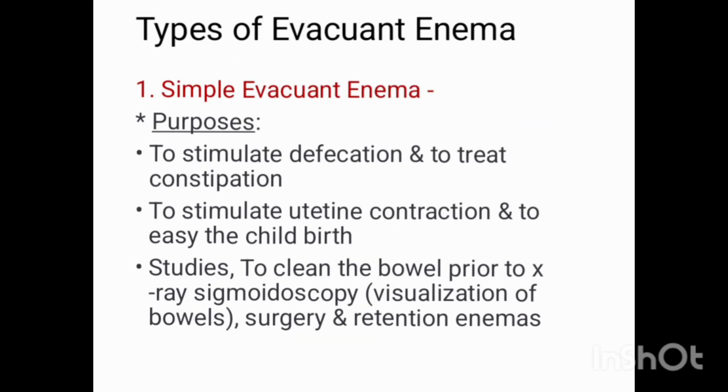Types of evacuant enema. 1. Simple evacuant enema. Purposes: to stimulate defecation and to treat constipation, to stimulate uterine contraction and to ease childbirth, and to clean the bowel prior to X-ray, sigmoidoscopy, visualization of bowels, surgery, and retention enema.